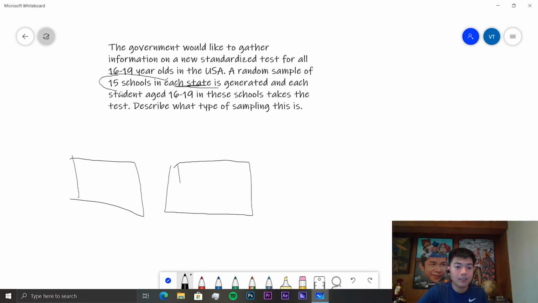And since we're getting an equal amount of, in this case, schools from each state, we are using stratified sampling, because that gets an equal amount from each group. If we were doing quota sampling, we would say, let's get 10% of the schools in each state, and so states with more schools would have more schools being surveyed. But in this case, it's not, it's stratified sampling, so that's the type of sampling.